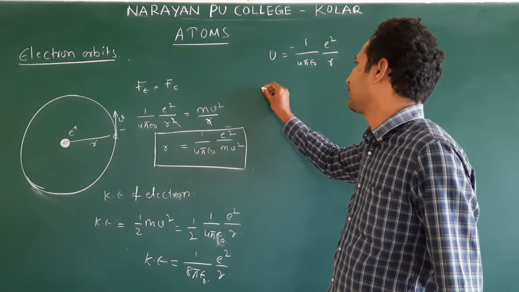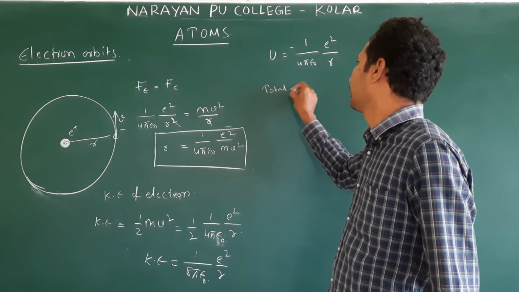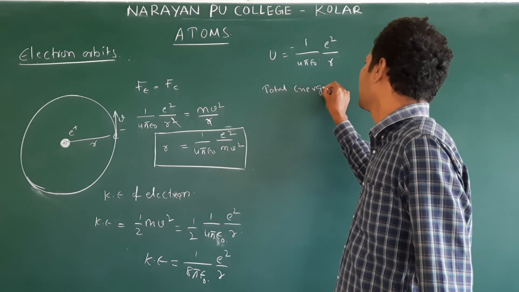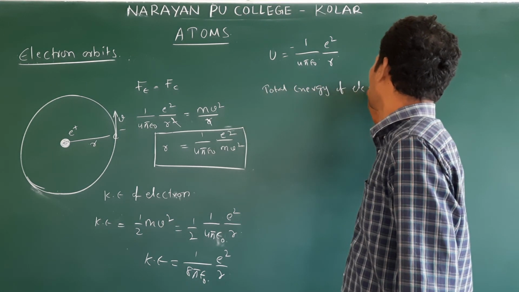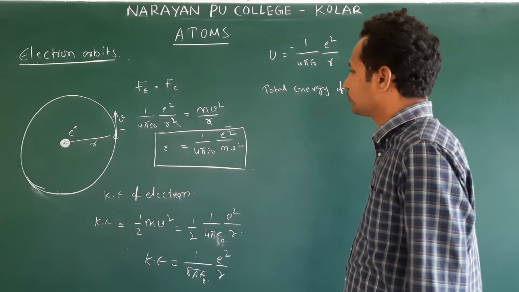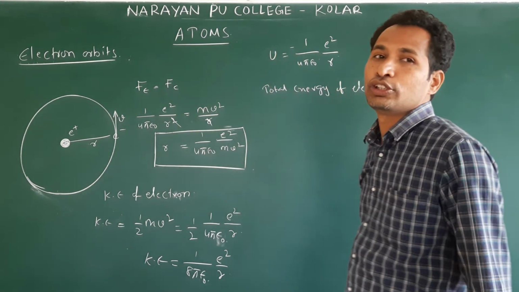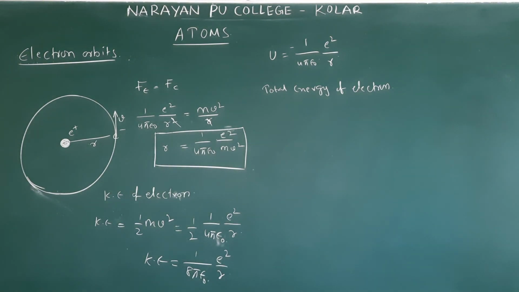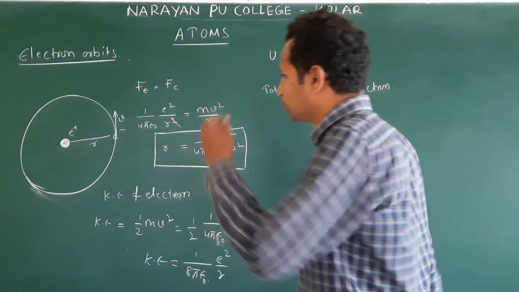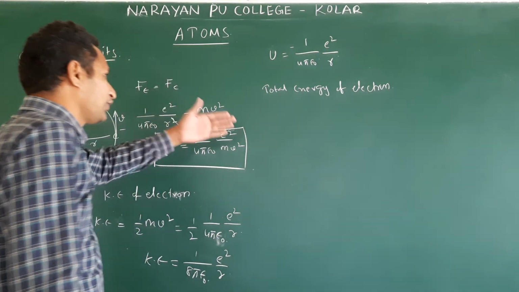Total energy of the electron. The minus sign indicates one more meaning here. It is bound to the nucleus because it is attractive. Here minus indicates that it is bound to the nucleus. So that we will see now.